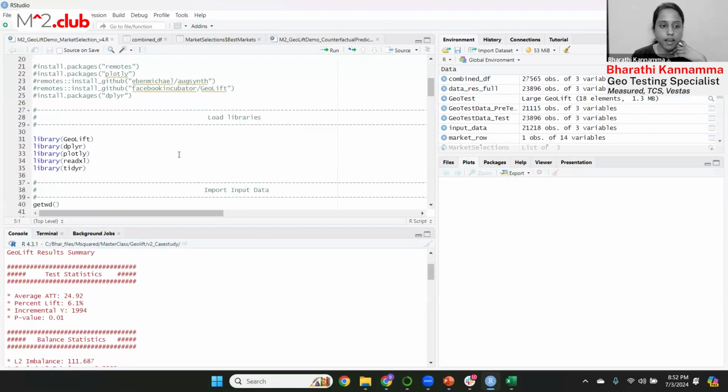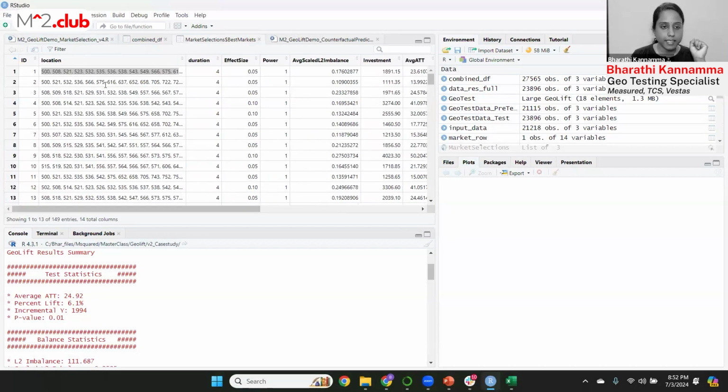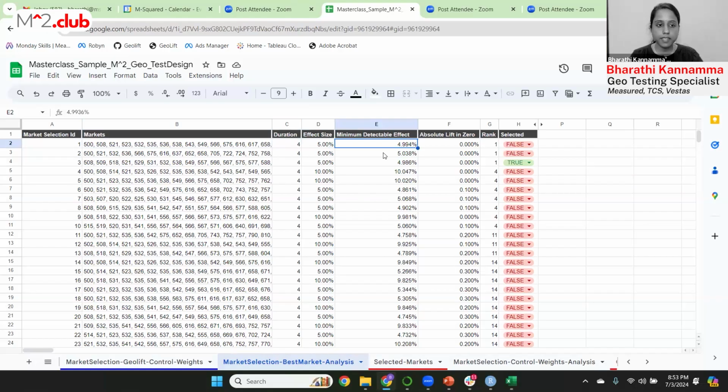So once you run the R script, you'll get 2 outputs. One is a list of markets like this and corresponding metrics. And what we'll do is copy that into our template. So the minimum detectable effect is going to tell us the lowest level of lift that these set of geos can enable you to measure according to the algorithm.